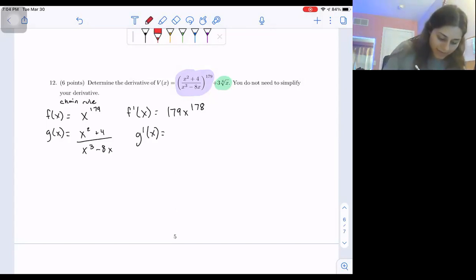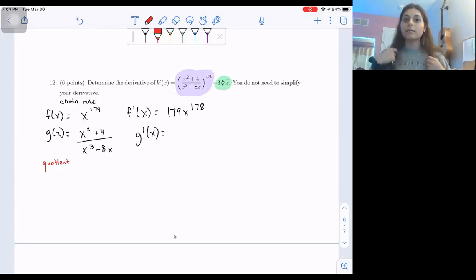I'm going to change colors. This gets a little confusing, so just really focus, bear with me here. So quotient rule, again, we want to define f of x and g of x. Okay, so just to clarify, we're using the chain rule because we have a derivative inside of a derivative. We're using the quotient rule to find the derivative of g of x because we have one thing divided by another thing.